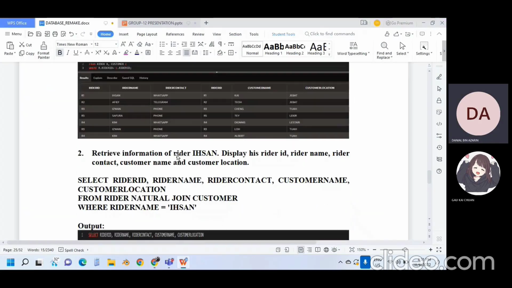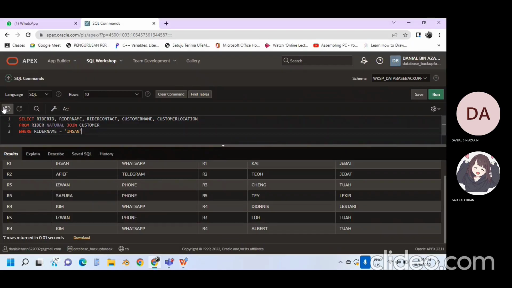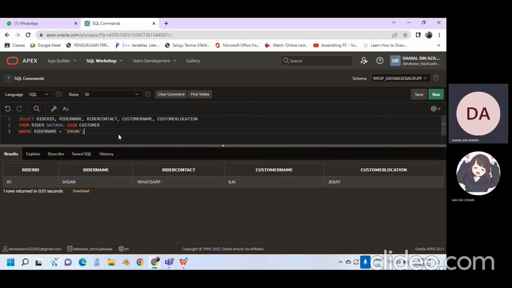Moving on, we have to retrieve the information of rider Ihsan, displaying his rider ID, rider name, rider contact, customer name, and customer location. The syntax will be select rider ID, rider name, rider contact, customer name, and customer location from rider natural join customer where rider name is Ihsan. So this is the output: rider ID R1, rider name is Ihsan, rider contact WhatsApp, customer name will be Kai, and also the customer location Jebat.